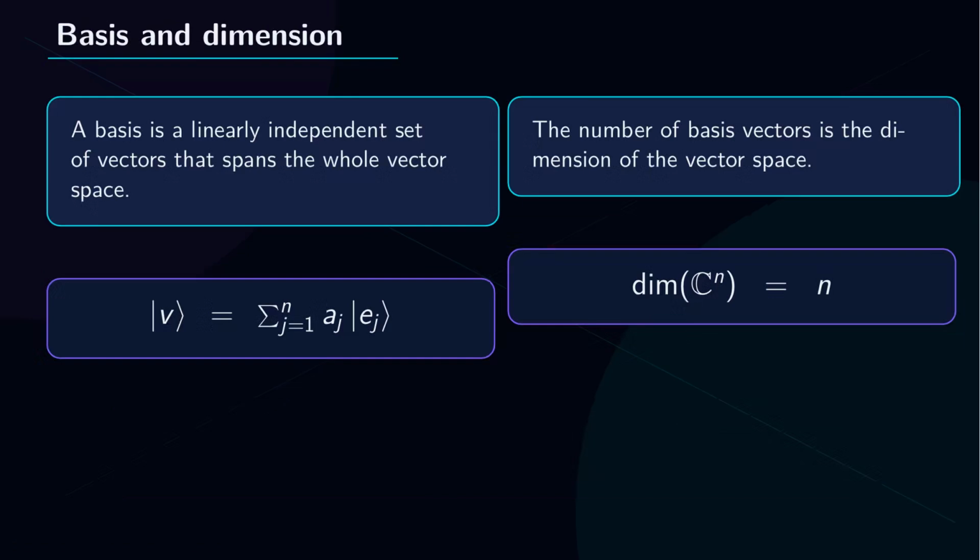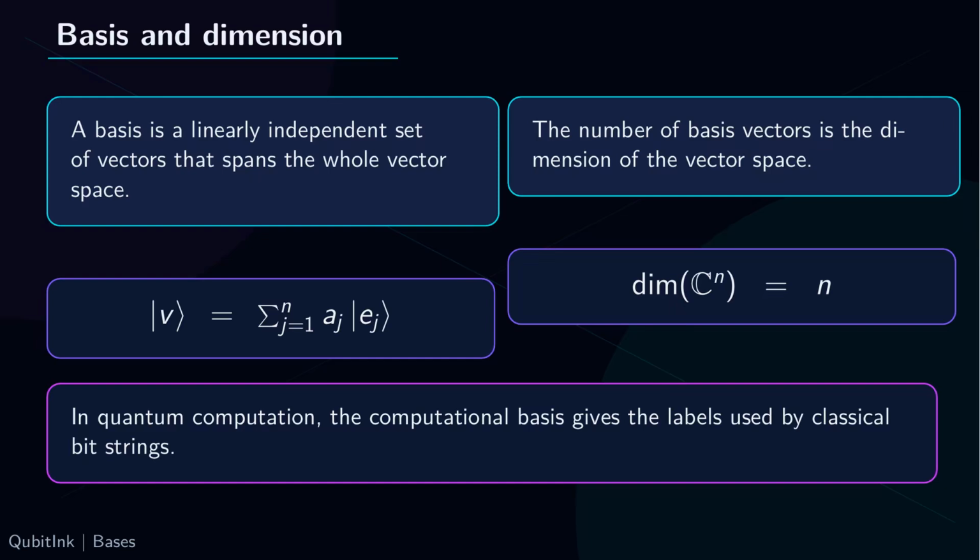A basis is a linearly independent set that spans the entire space. Once a basis is chosen, every vector has a unique expansion in terms of the basis vectors. The number of basis vectors is the dimension. In quantum computation, the computational basis is especially useful because its basis labels correspond naturally to classical bit strings.